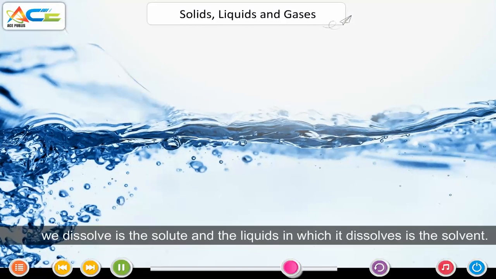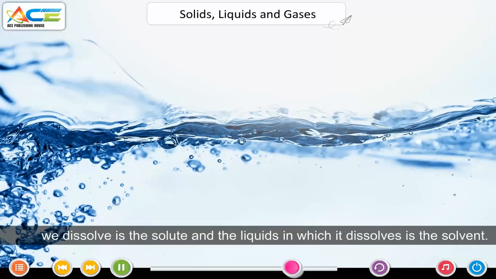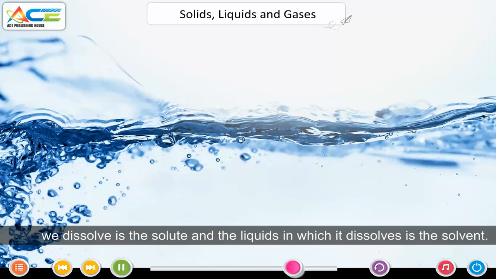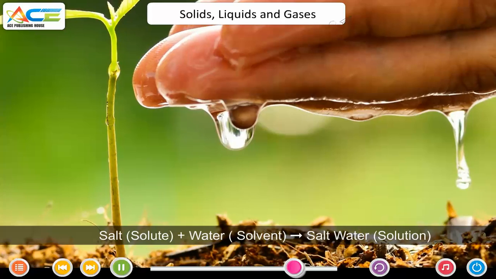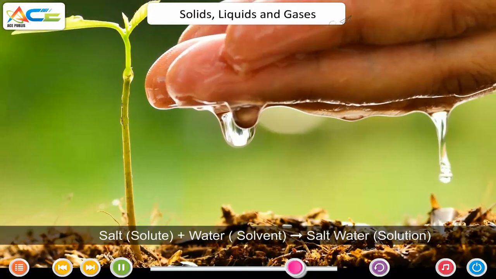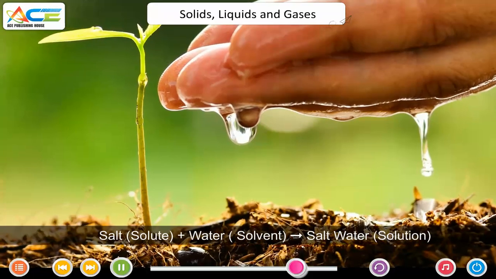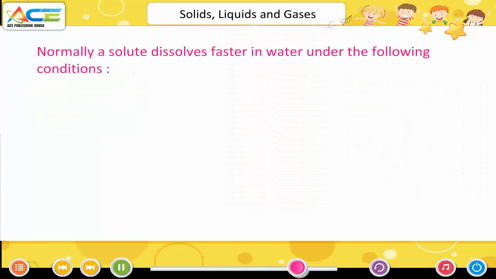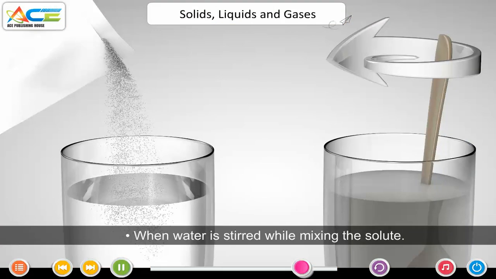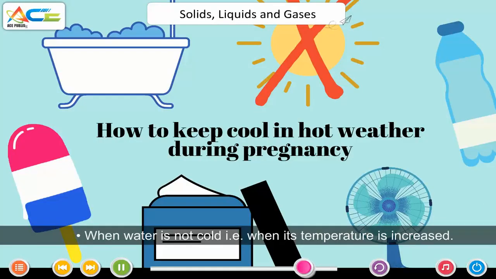What we dissolve is the solute and the liquid in which it dissolves is the solvent. Salt, solute, water, solvent, solution. Normally, a solute dissolves faster in water under the following conditions. When water is stirred while mixing the solute. When water is not cold, for example, when its temperature is increased.